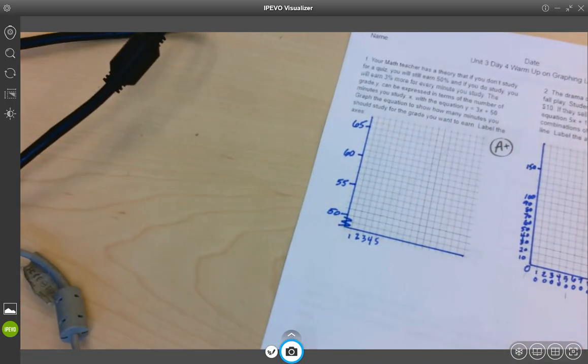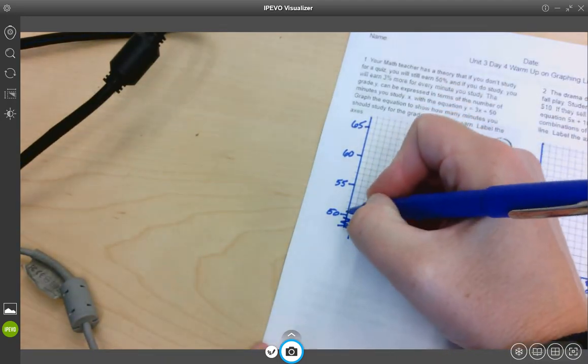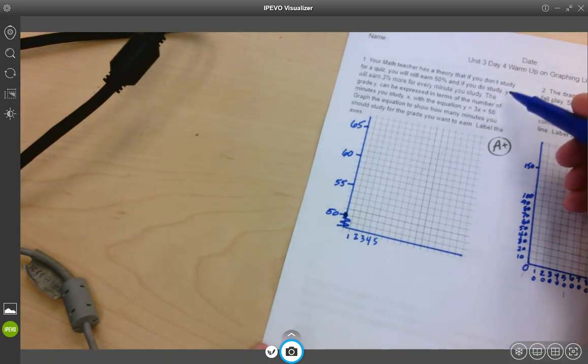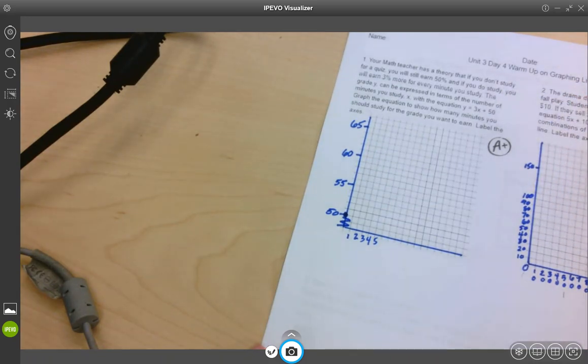Okay, so let's actually read through the problem on that one just to make sure that we can make some sense of it, and then we're going to go to the next one. Okay, so for this one, we said your math teacher has a theory: if you don't study, you'll still earn 50%. That's why we mark 50% right here. And you'll earn 3% more for every minute that you study.